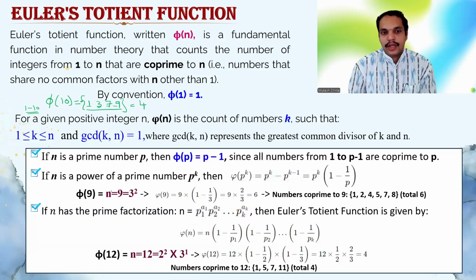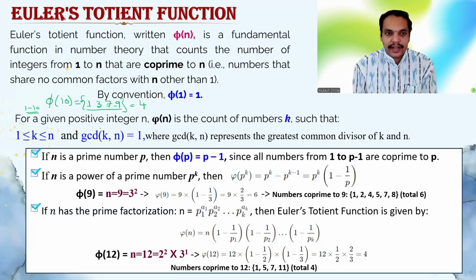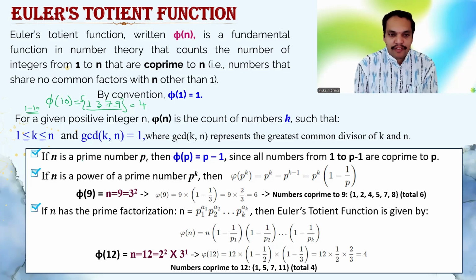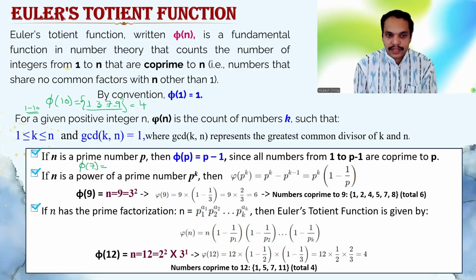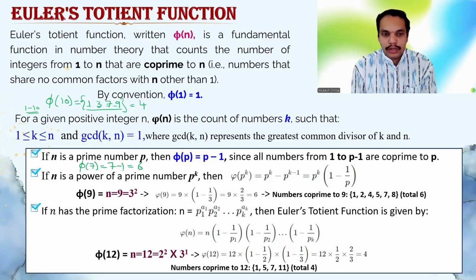Okay, so you can calculate it directly. If n is a prime number, then psi of p is equal to p minus 1. If I ask you what is psi of 7, 7 is a prime number, isn't it? Then you can simply write 7 minus 1 is equal to 6, which means there are 6 numbers from 1 to 7 which are co-prime to 7.